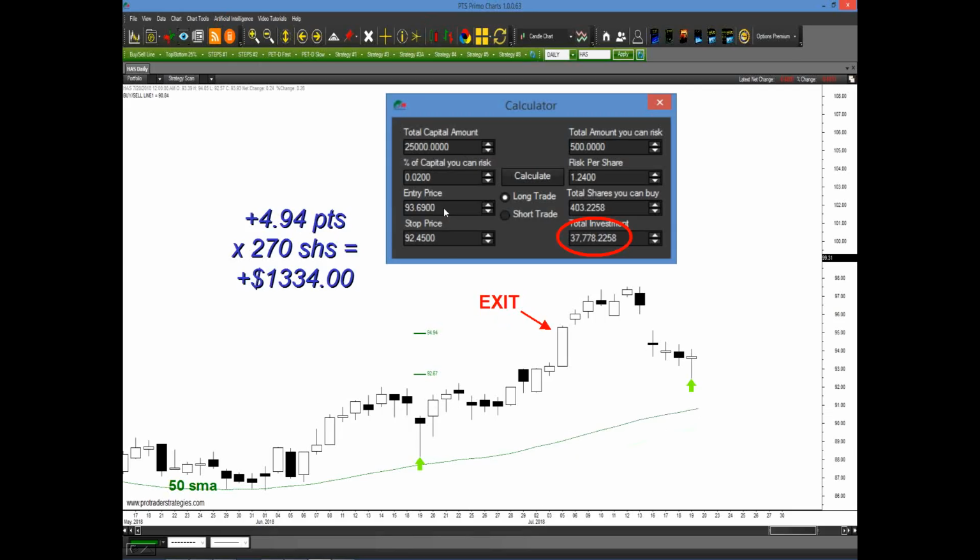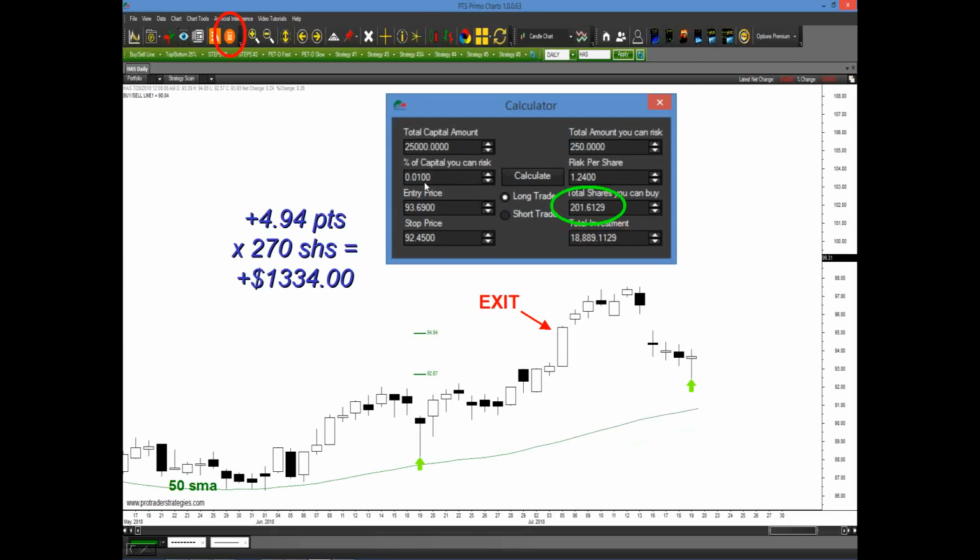Your entry is the close at 93.69. Your stop is 1 or 2 ticks below at 92.45. Once you hit calculate, you see you're only going to be risking $500 of your capital. The points risking are 1.24. The total shares you can buy are 403. Wow, that's pretty good. Before you only bought 270, but look what happened. Once again, our investment is calling for $38,000 roughly. How much do we have? We only have 25,000. So the beauty of the calculator is it told us we can't risk 2%.